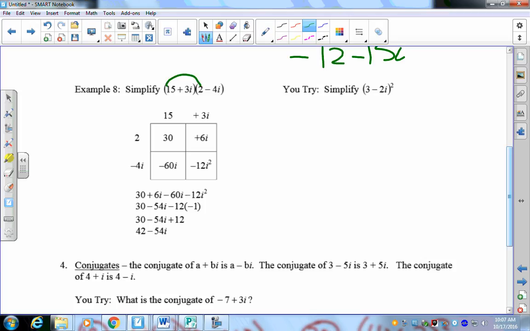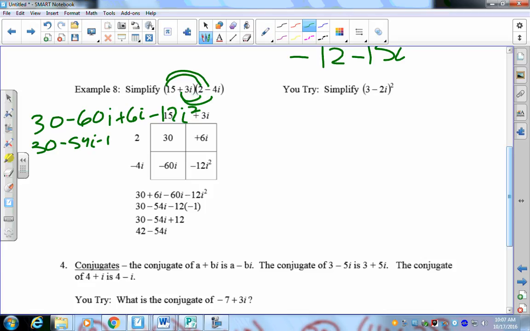15 times 2 is 30. 15 times negative 4i is negative 60i. 3i, 6i, minus 12i squared. So here I have 30 minus 54i minus 12 times negative 1, because that's what i squared is. So that gives me a positive 12, so that's how I ended up with 42 minus 54i. It's the same stuff, guys.